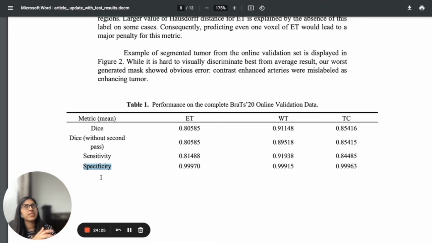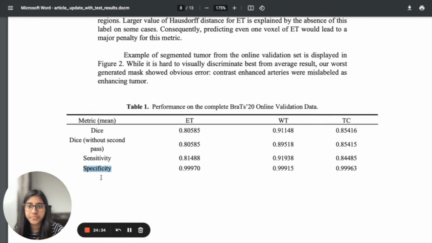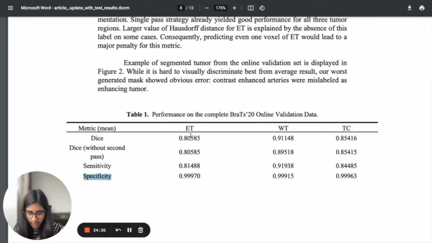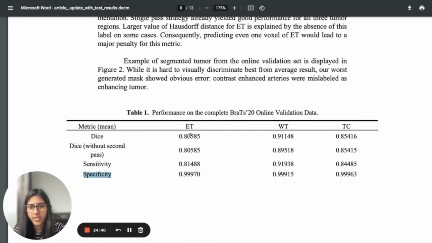So true negative is how many voxels were actually negative, and the total negative is how many in total were negative, how many voxels. Over here, this is what they found, and they did talk about how it's really not that bad. You can see like 80% accuracy, 80% accuracy, for the enhanced tumor, whole tumor, tumor core.